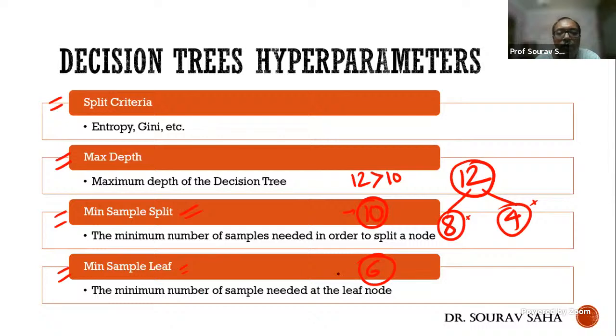For the case of the minimum sample leaf, it has been given as 6, which means that in a node there should be at least 6 records. Here I had 12 records, which is more than 6, so I can do the splitting. After the split, I get 8 here and 4 here. 8 is greater than 6, which is fine. But 4 is less than 6, so this whole split itself becomes invalid. At this particular level I am not able to split further; I have to remain stuck at this level. That was the minimum sample split and the minimum sample leaf.